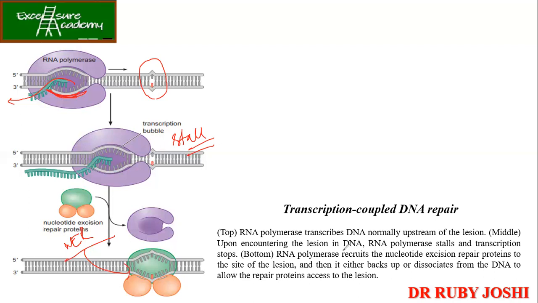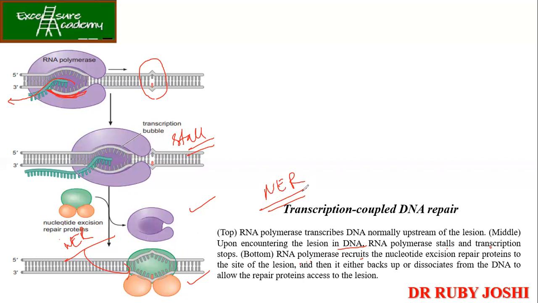So upon encountering the lesion in the DNA, RNA polymerase stalls and the transcription stops. So this RNA polymerase is going to recruit your nucleotide excision repair proteins at this site where this distortion is being seen. Then these proteins will come, remove the RNA polymerase, and they will start their repair mechanism. So even transcription is helping in detecting the distortion or any mismatch in the DNA, and it is helping in repairing with the help of NER. Okay. So far so good. Did everyone understand? Ma'am, yes.